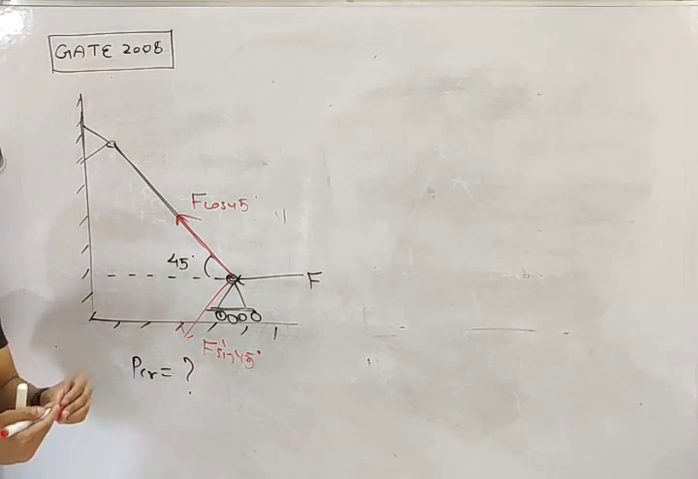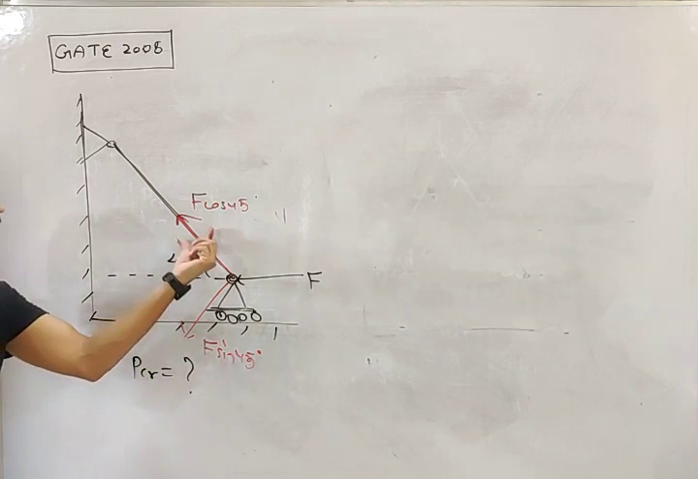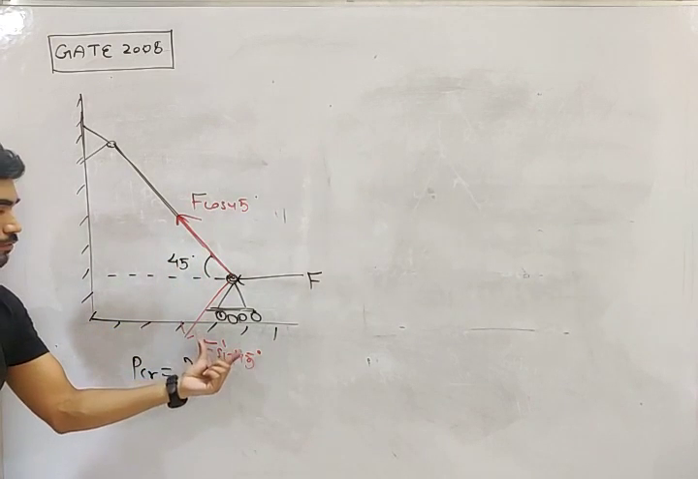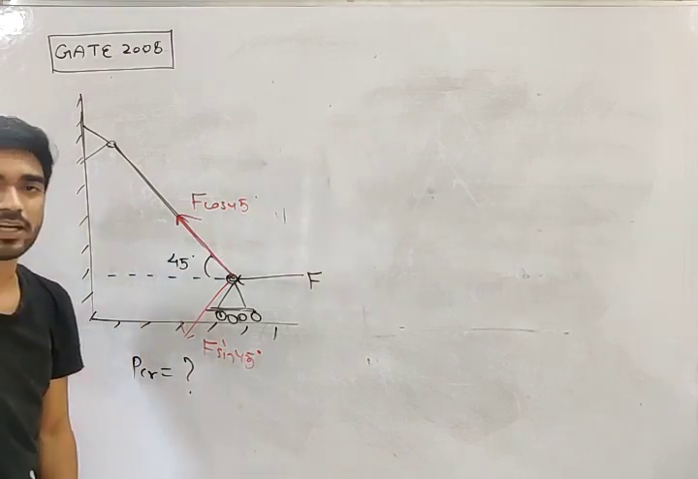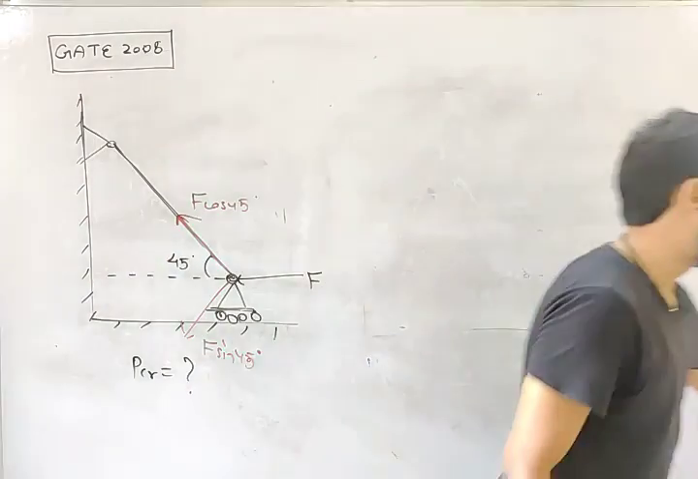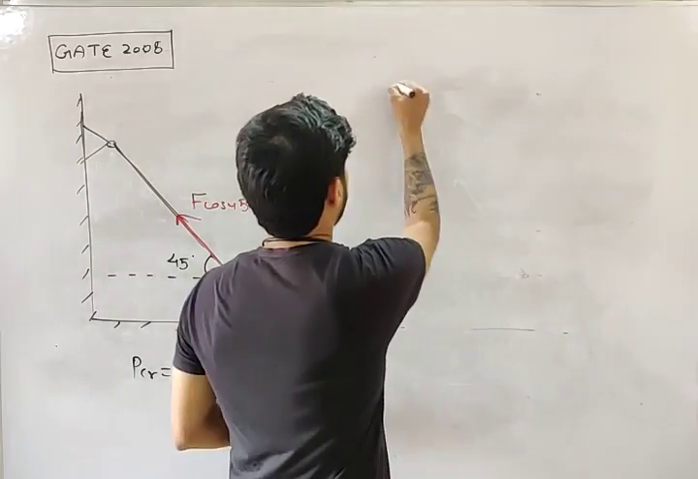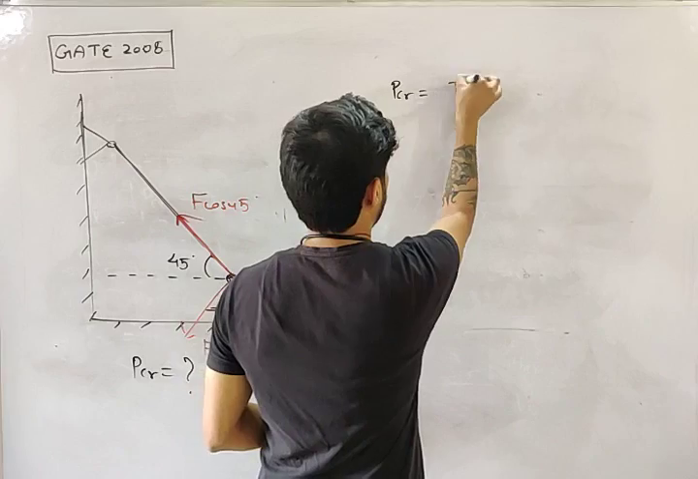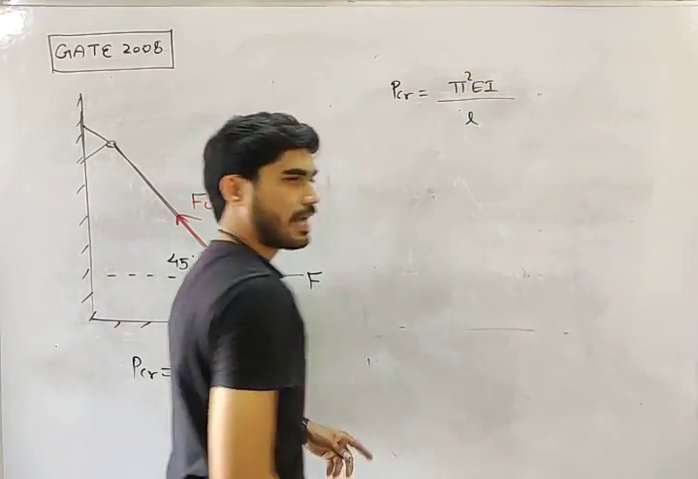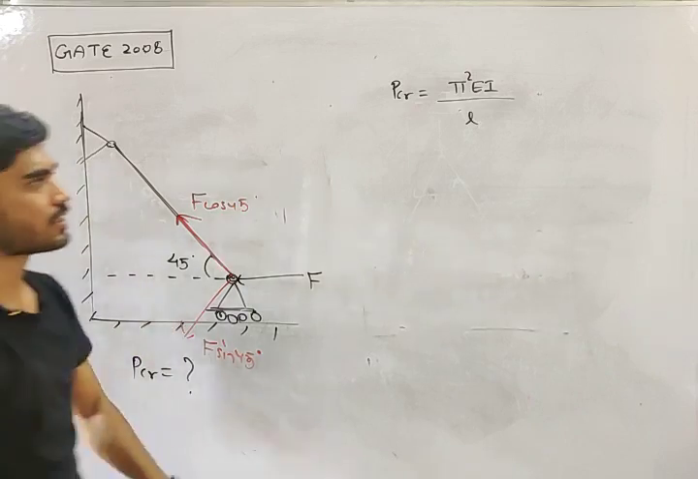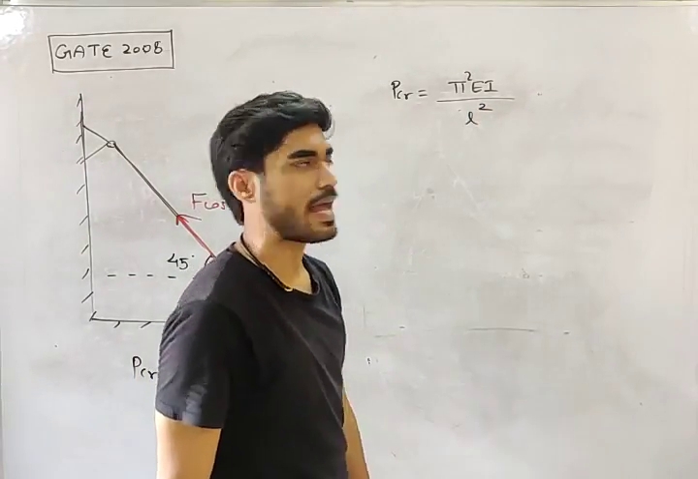Now my friend, according to Euler's theory, the buckling will take place only due to F cos 45. We will not consider F sin 45. So what will be your equation, my friend? P critical equals to, look at the end condition, both the ends are hinged, so LE will be L. So pi square EI by L square.